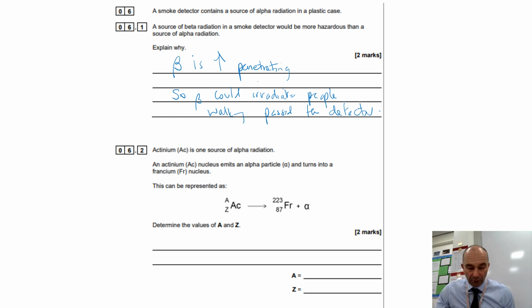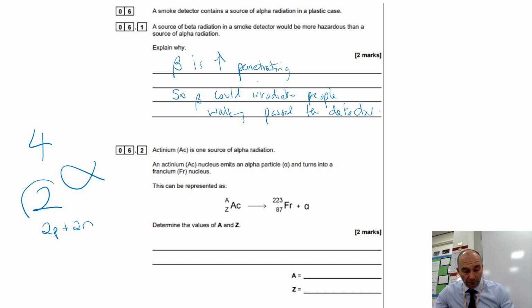And then 6.2, we've got actinium as one source of alpha radiation. An actinium nucleus emits an alpha particle and turns into a francium nucleus. And here we've got the nuclear equation. We need to determine the values of A and Z. Now, the important bit here is to remember that an alpha particle is the equivalent of a helium nucleus. So that means that it contains 2 positively charged protons and 2 neutral neutrons. The 2 stands for the 2 protons, the 4 is the mass of 2 protons and 2 neutrons.